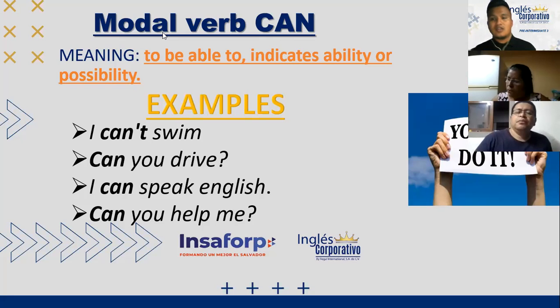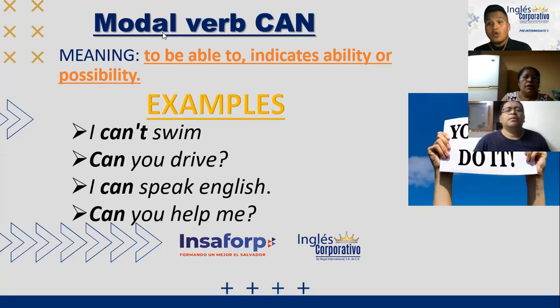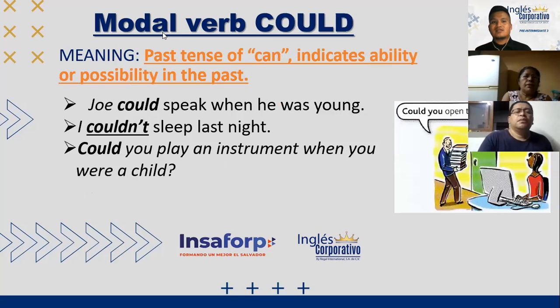So, as you can see here, this modal verb can indicates that you have the ability or that you are able to do something. For example, in example number 3, we have, I can speak English. What do you think the modal verb is giving you there? Is it giving you an ability? A possibility? Or is it telling you that you are able to do something? An ability, correct. It is telling you that you have the ability of speaking English, right? Or it could be that you are able to, que eres capaz de, speak English. Yes? Okay, no questions with the modal verb can? No. Okay, let's go with the next one.